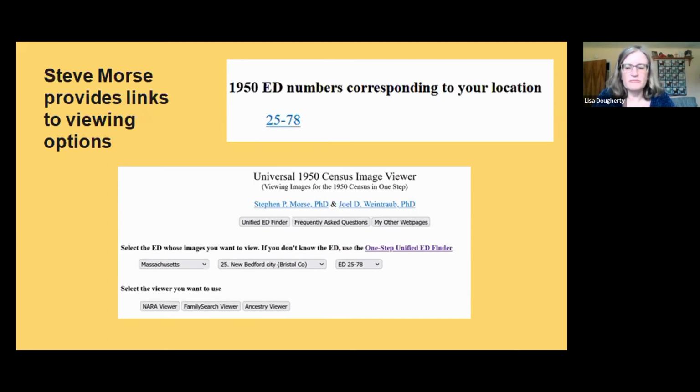Conversely, on the Steve Morse website, he can bring you to exactly where this ED is. So you see on here, there's a selection to choose the viewer you want to use down at the bottom. You can use the NARA viewer, you can use the FamilySearch viewer, which again, not everything is available yet, and you can use the Ancestry viewer. He does not have a link to MyHeritage on here, but he does have these three. So depending on what viewer you want to use, you can choose one of those viewers and it will take you right directly to it.